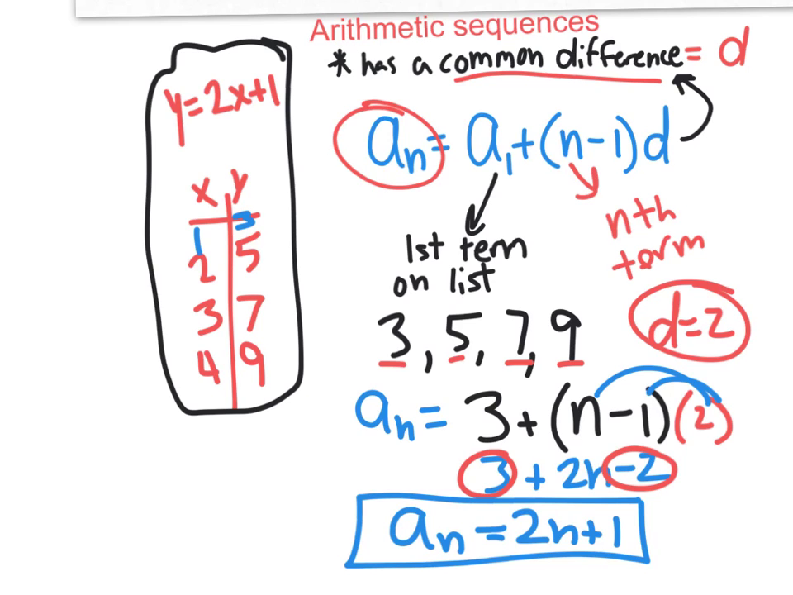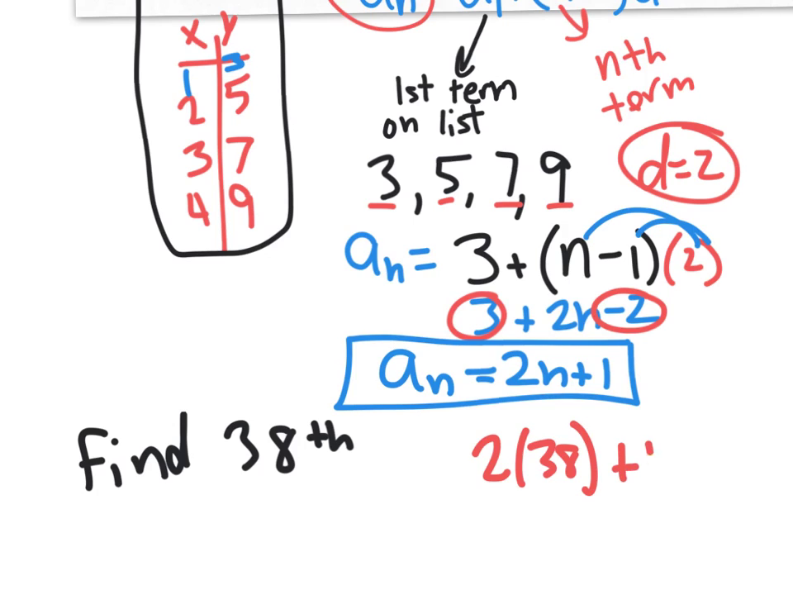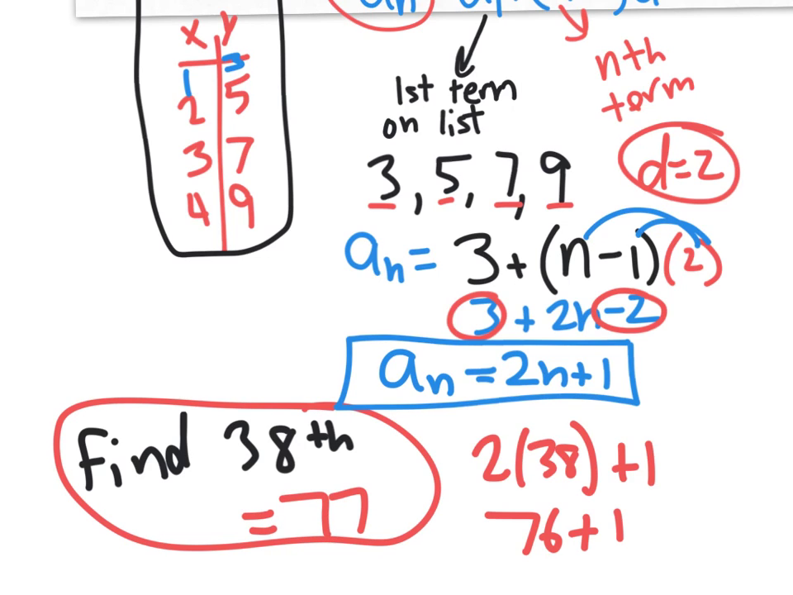But what if I told you to find the 38th term? It would be ridiculous for you to keep going and make this list 38 numbers long. The easier way to do it would be to calculate your a sub n rule, which is 2n plus 1. To find your 38th number, all you got to do is plug in 38 right there. Your 38th number will be 2 times 38 plus 1, which is 76 plus 1. So the 38th number is really 77. Pretty crazy, right?